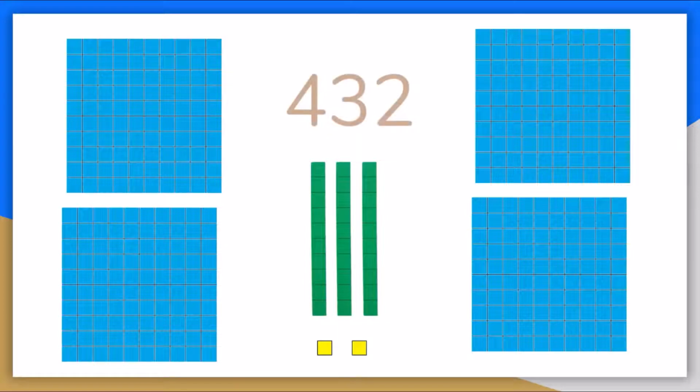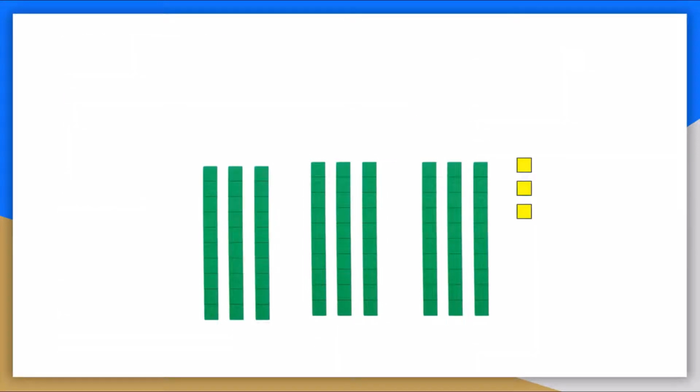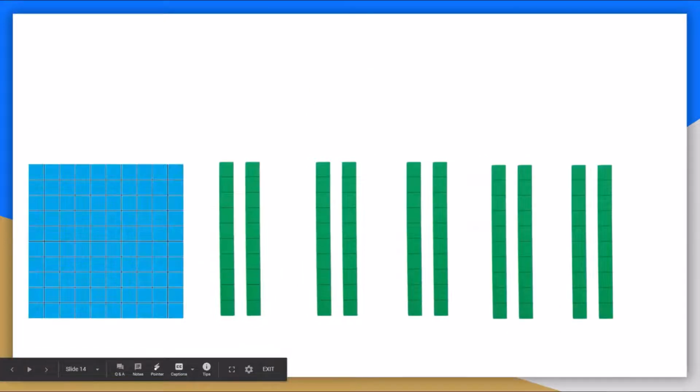You should have said 432. What number do you see here? You should have said 93. If you were to count the tens, we'd want the students to count and skip count by multiples of 10, 30, 60, 90, plus 3.